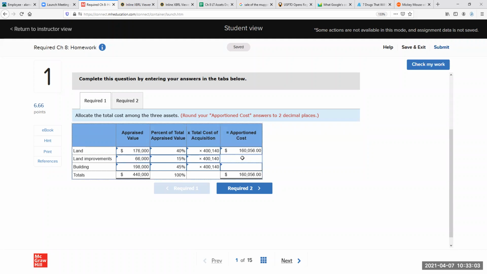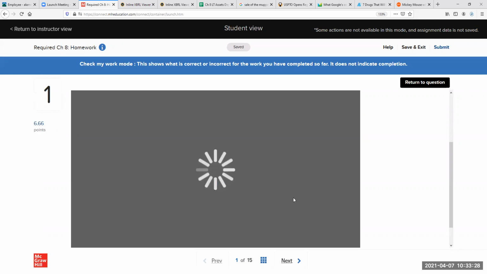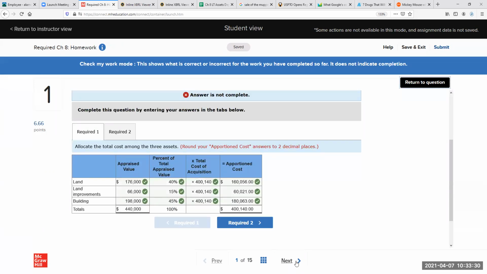$160,000, and 15% of that number. And let's see, they all have to add up to that. They all have to add up, 180,000. Now in this case, they add up. The 400,000 matches that 400,000, so we should be okay. We've allocated them right. All right, let's go on to the second one.